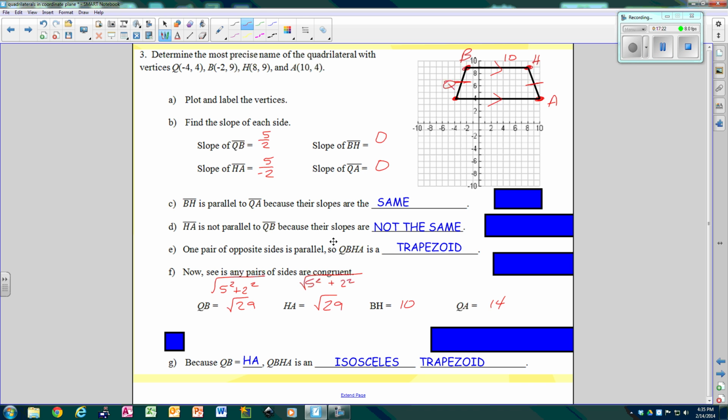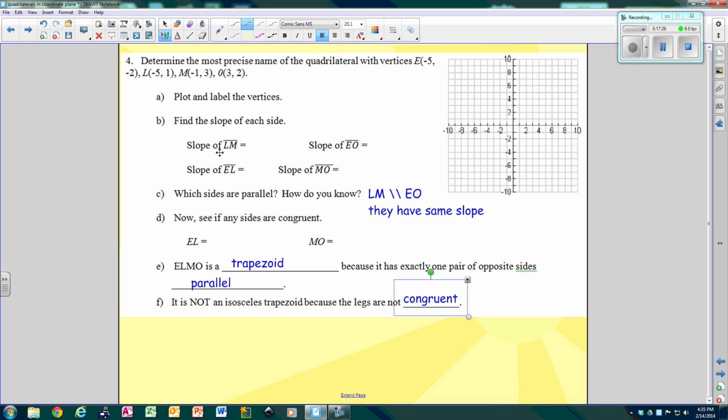All right, we're almost done. Okay, next picture. So if we plot all these points, let's plot the points so we can see what it looks like. So if we plot the points, -5, -2. So here's E, and this is going to be figure Elmo.